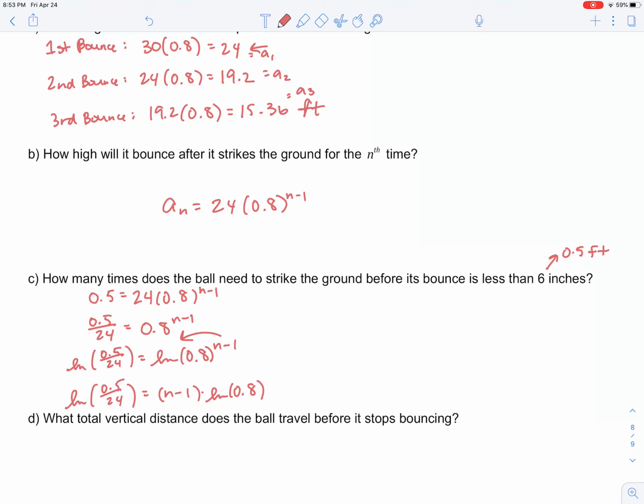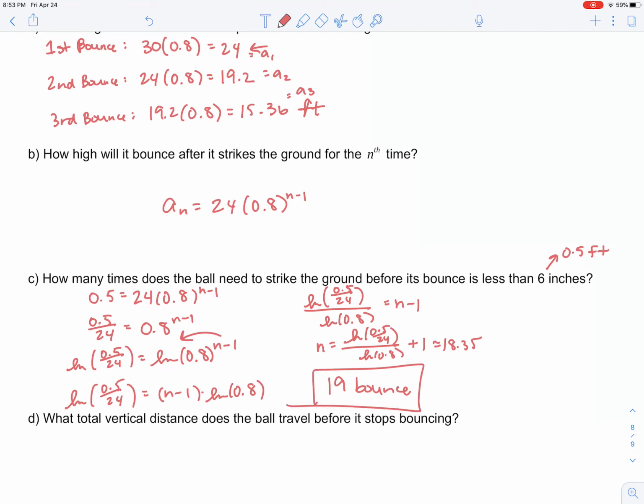Let's divide both sides by the natural log of 0.8. So I have the natural log of 0.5 over 24 divided by the natural log of 0.8 equals n minus 1. So the exact answer would be the natural log of 0.5 over 24 divided by the natural log of 0.8 plus 1, which I put into my calculator earlier. That's about 18.35. So it's going to take until the 19th bounce for the rebound height to be less than 6 inches.